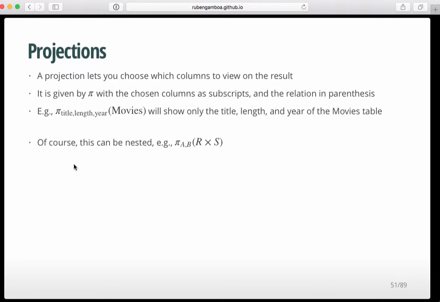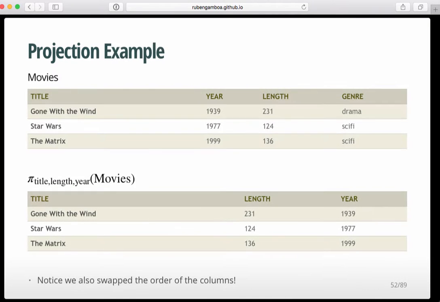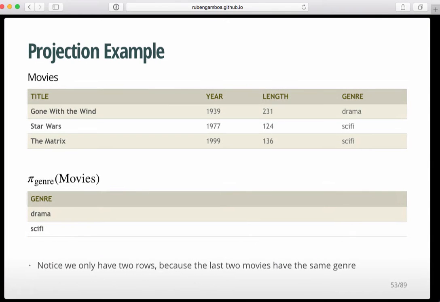Okay, as always, you can nest things. So here's a projection of A and B, which are attribute names of R cross product S. Okay, remember that example. All right, so here are some simple examples. This is our old friend, the movies table, and we use pi, projection, title, length, year, and so the result is title, length, year. I noticed that we lost the column here, genre, okay? By the way, we also changed the ordering of the columns. Just snuck that in there.